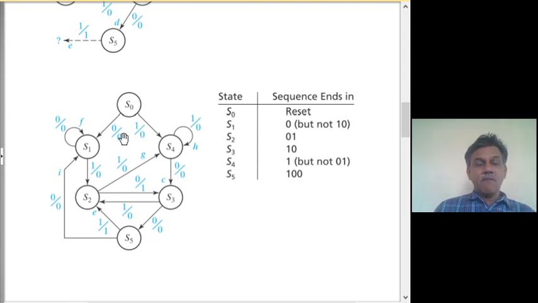Next, whether in each state the possibility of occurring of both values of the input bit, 0 and 1, is taken care of. If you do that, then the sequence detector is complete. So this is how you have to do the sequence detector method.